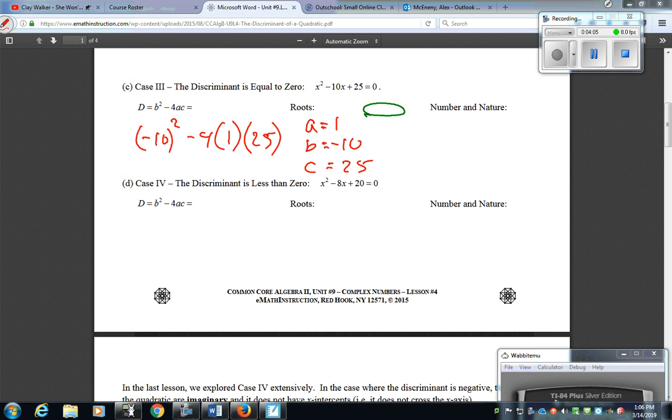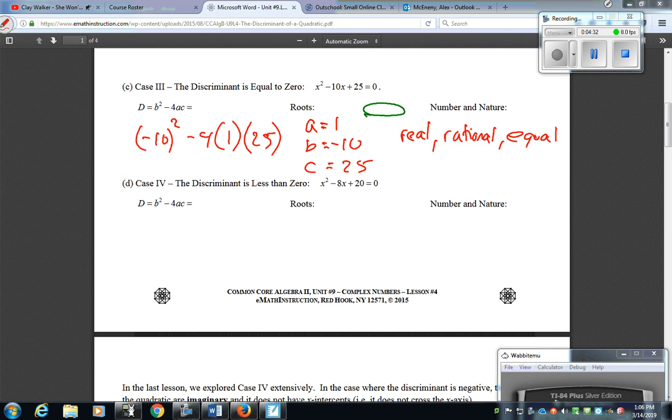Now in this case, if the discriminant is equal to 0, we're going to have one answer. We're going to have the roots, but the roots in this case are going to be equal roots because they're only going to touch at one point. The numbers will be real, and in this case they will also be rational because we can write a fraction with that.